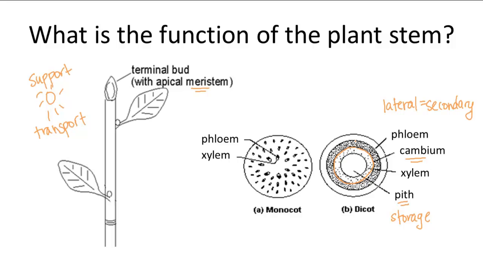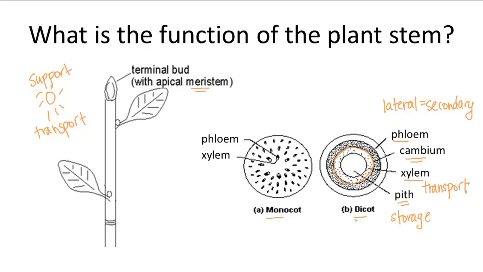Lastly, we have the xylem and the phloem, which we've talked about multiple times, that transport nutrients and water throughout the stem. You can see in the different cross-sections of the monocot and the dicot that the xylem and phloem are organized differently. In the monocot, the xylem and phloem are scattered in bundles, whereas in the dicot, they form rings with the cambium tissue in between.